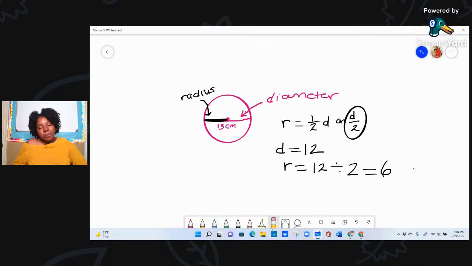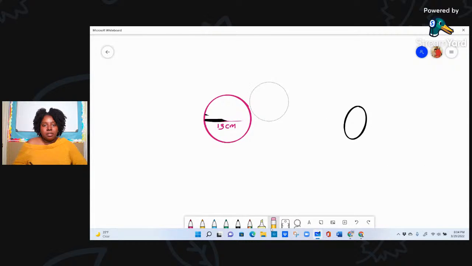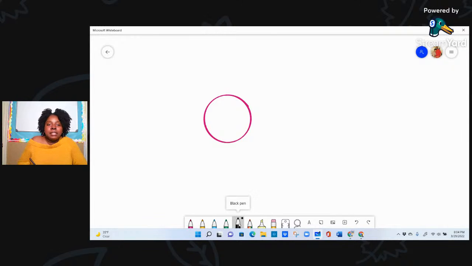If they give you the radius and you want the diameter, or if they give you the diameter and you want the radius. Okay. So let me erase this part. My circles. Goodbye. All right, so the radius is, just kidding. The diameter is 13.